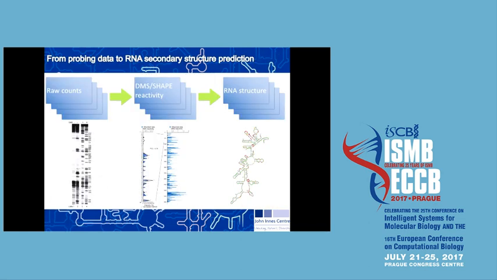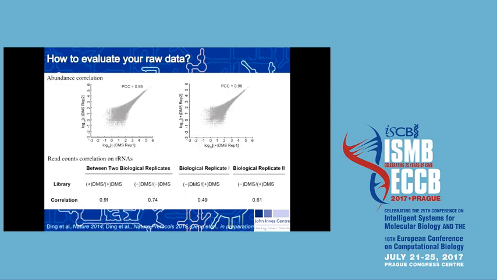Here, because this is the ISMB meeting, I really want to show some details on how we understand this kind of new deep sequencing data, and how it's possible to give a more accurate prediction of RNA secondary structure. So how to go from these experimental data to a reactivity profile, and later on to the final thing we really want to see, which is the secondary structure.